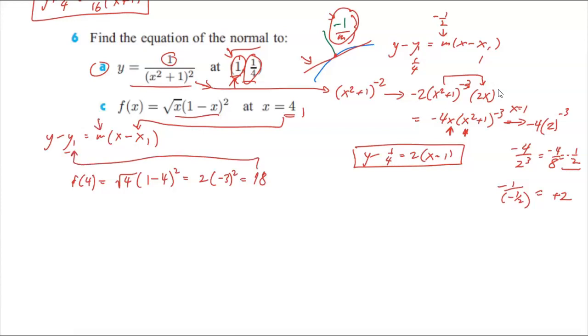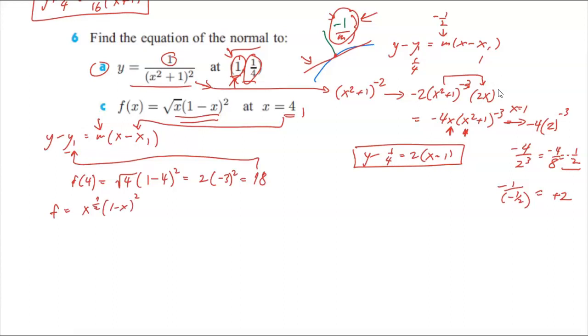How do we find the slope? Same thing we did here. We're going to do negative 1 over the tangent line slope at x equals 4. So first thing we're going to do is find the derivative of this. In order to find the derivative of this, probably we're first going to rewrite it without the square root sign. Let's do that. So the f function is equal to x to the 1/2 times 1 minus x squared.